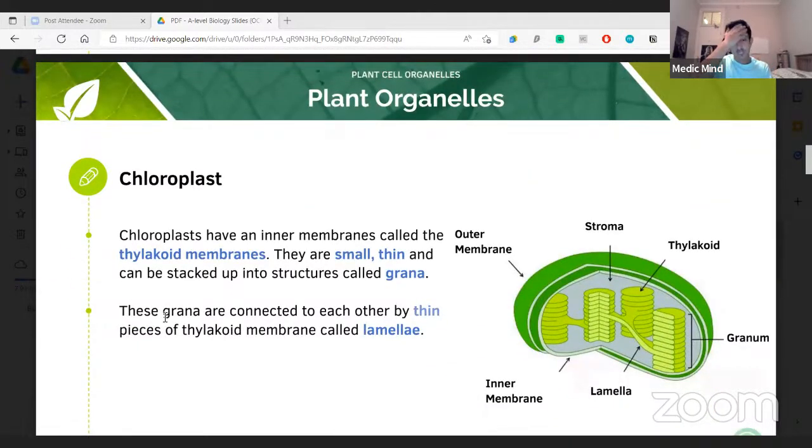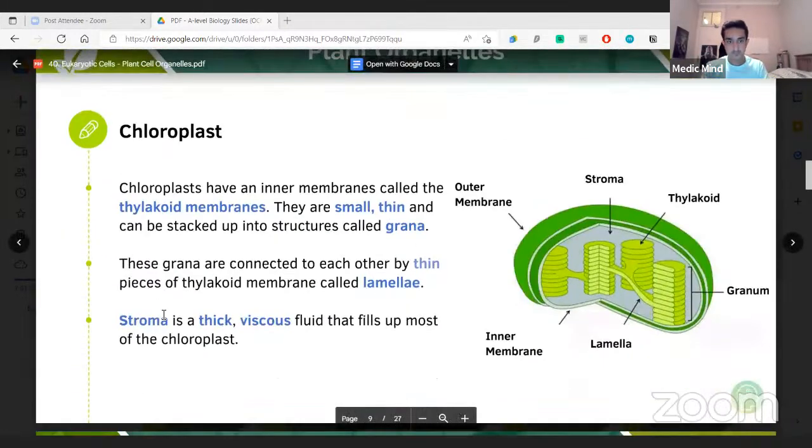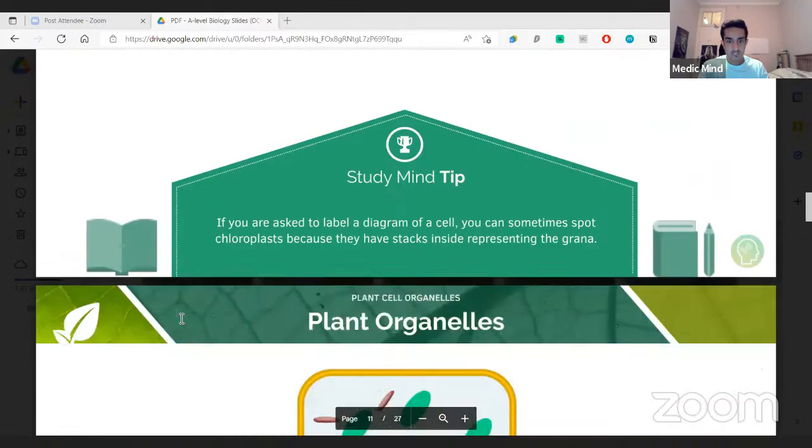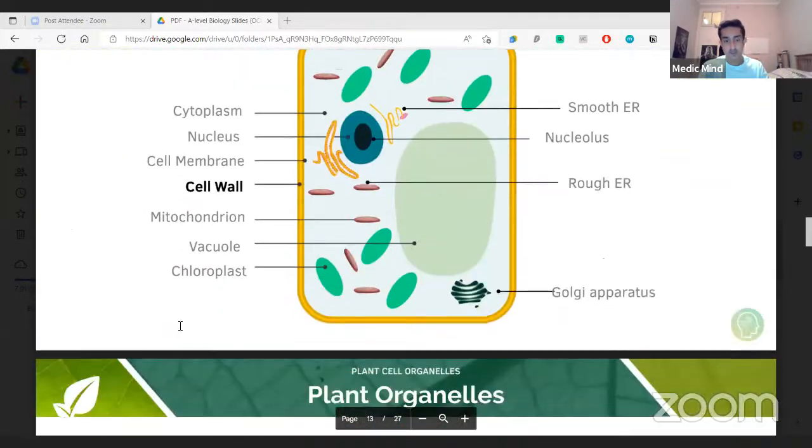The grana are connected to each other by thin pieces of membrane called lamellae. And stroma is like the matrix of the chloroplast. It's a thick, viscous fluid that fills up most of the space of the chloroplast. I'm not going to talk about this in too much depth because you will learn this in A2.